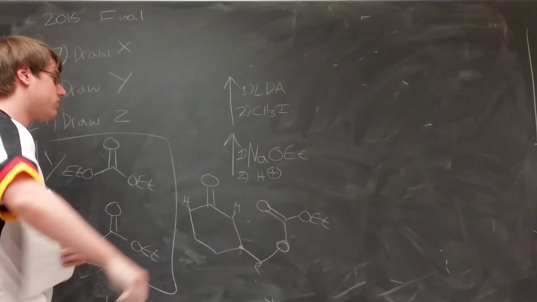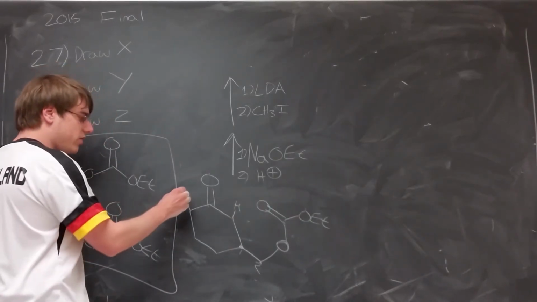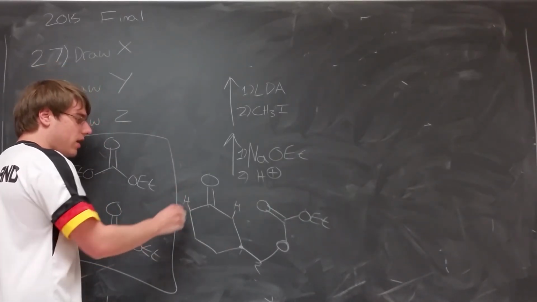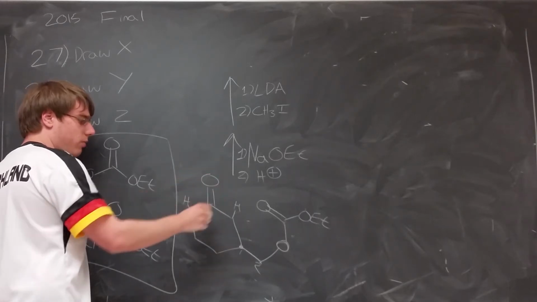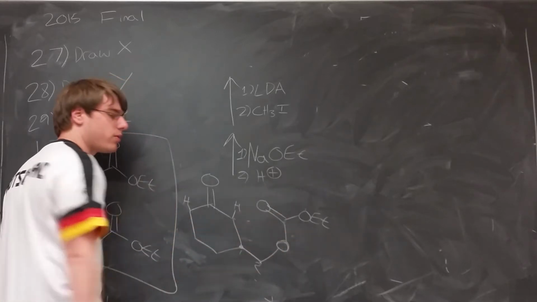Now, if you looked at my explanation for the Robinson annulation in number, I think it was 26, yeah, 26, you saw that this hydrogen is generally not the one you pick, because you'd end up forming a ring where the bridgeheads are really, really far apart. You have a 1, 2, 3, 4, 5, 6, 7-membered ring in this example.